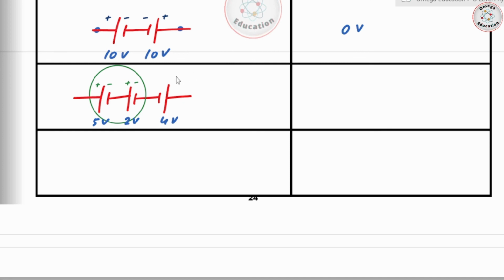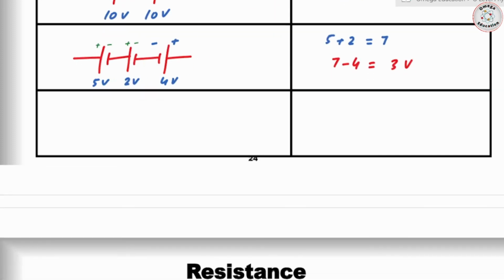So in that case, the EMF would be first 5 plus 2, which would be 7. But then the third cell is having the opposite orientation with respect to the second one, or with respect to the combination of the first two. In that case, we have to subtract them. So we got 7 from here, then we subtract 4 from 7. It'll be 7 minus 4. That'll be 3 volts. In that case, the overall EMF would be 3 volts.